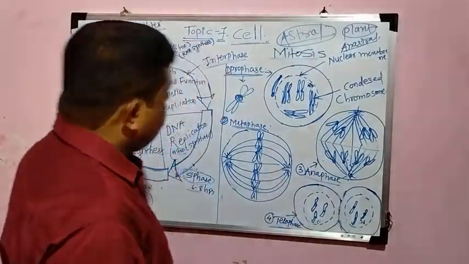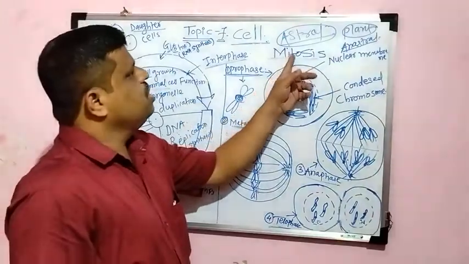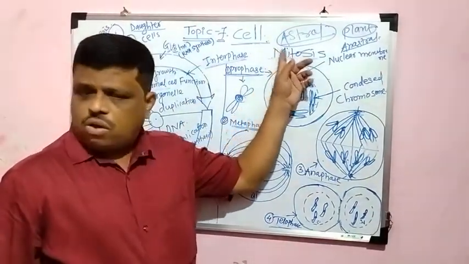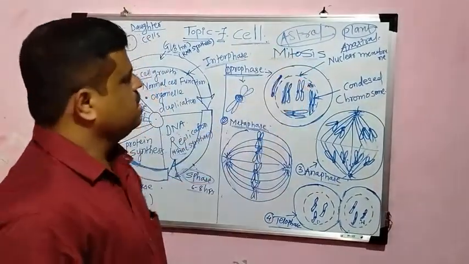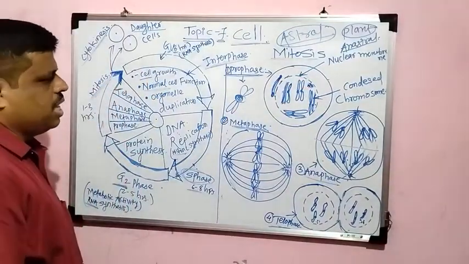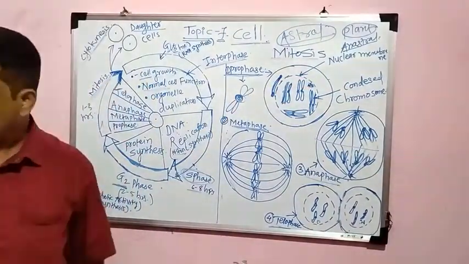So mitosis is divided into two parts: karyokinesis, that is division of the nucleus, and the second part is division of cytoplasm.